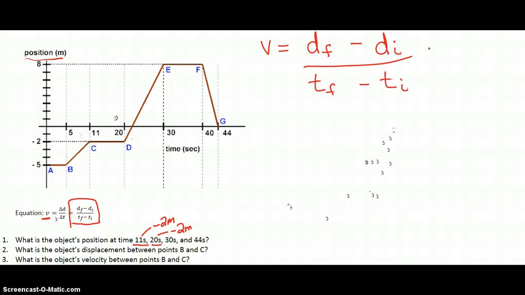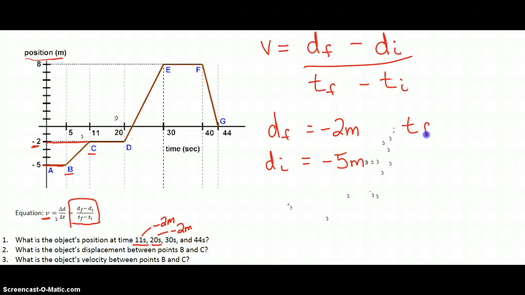So first, let's figure out what d sub f equals and d sub I equals. So my final position at point C is going to be where C is. My final position is negative 2 meters. My start position is at point B, and if I draw a graph here, I see I'm at negative 5 meters.